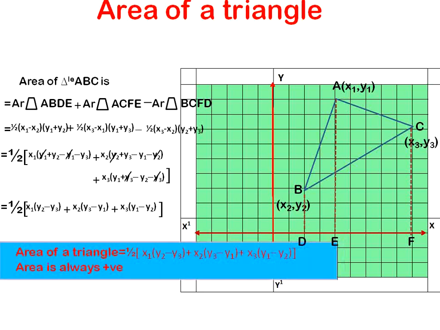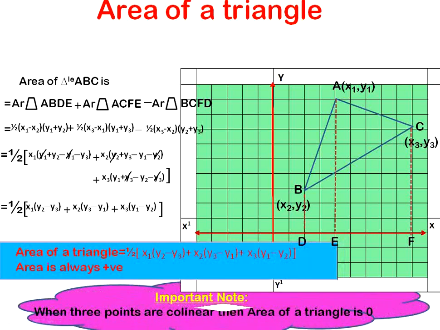Another important point to note: when a problem asks whether 3 points are collinear, that means the area of the triangle is 0. When you put the values in the formula, the answer should be 0. Then the 3 points are collinear.